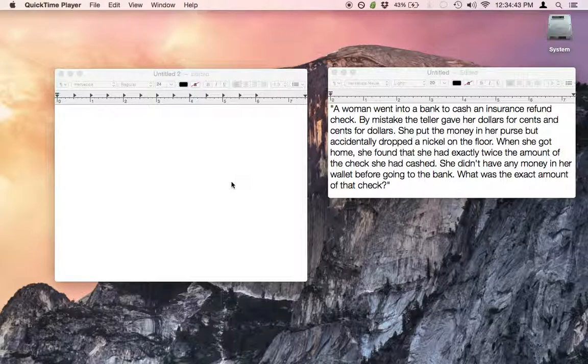When she got home, she found that she had exactly twice the amount of the check she had cashed. She didn't have any money in her wallet before going to the bank. What was the exact amount of that check?